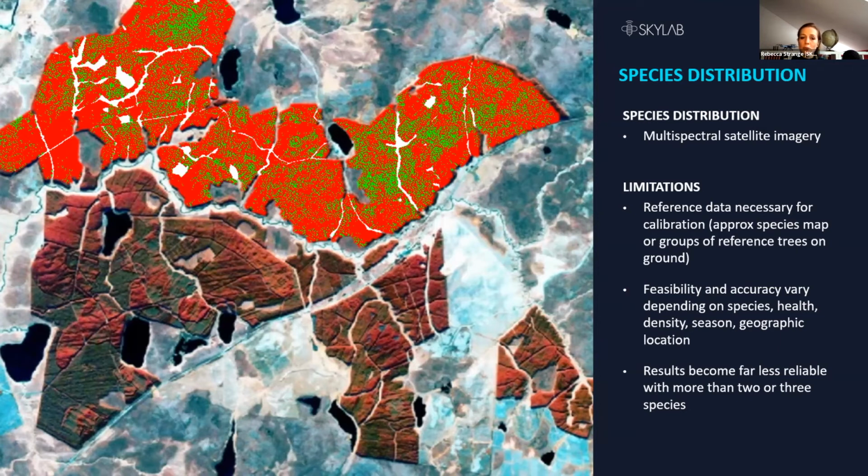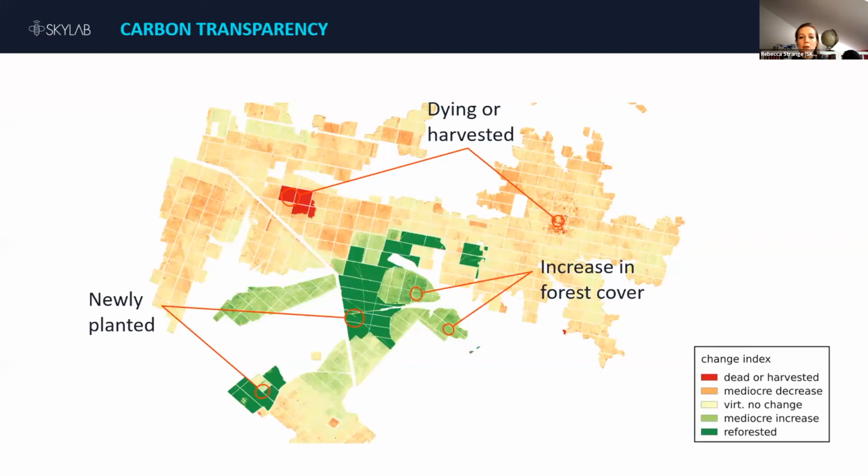And it's important to point out that the results will become less reliable once you have more than 3 species in the mix. And the last slide I want to put up for the satellite section, which is very pertinent right now, is carbon transparency. So with a carbon project, you know, in Uruguay or somewhere like that, I'm paying for the carbon credits, but I've got no idea whether it's actually even there, or whether it's been illegally logged, or how it's faring.